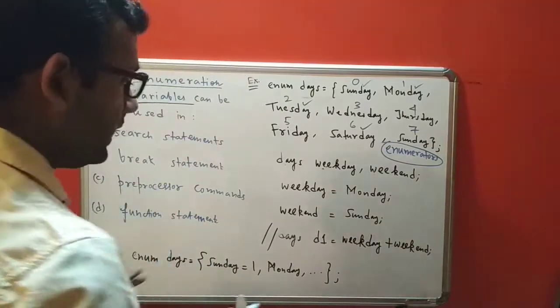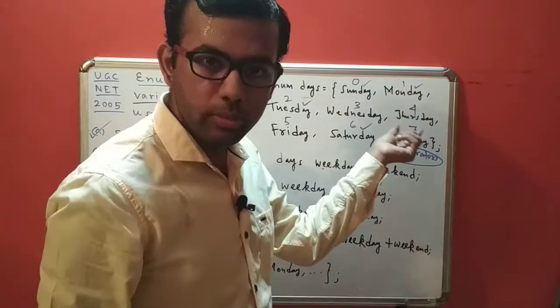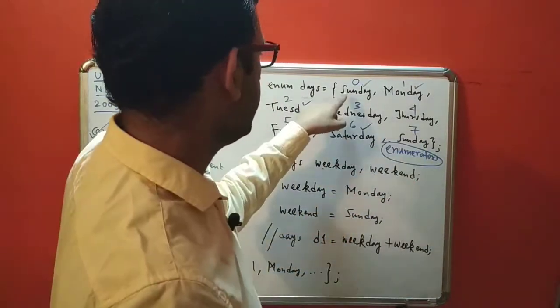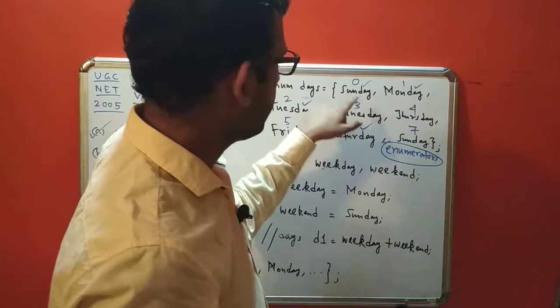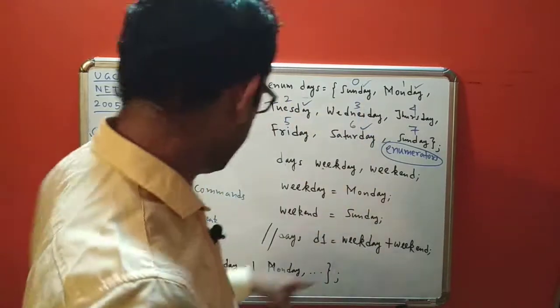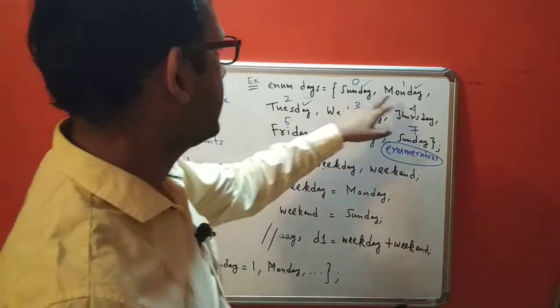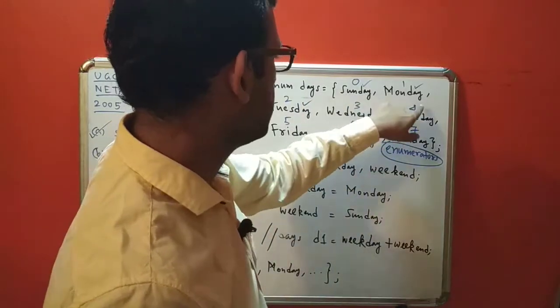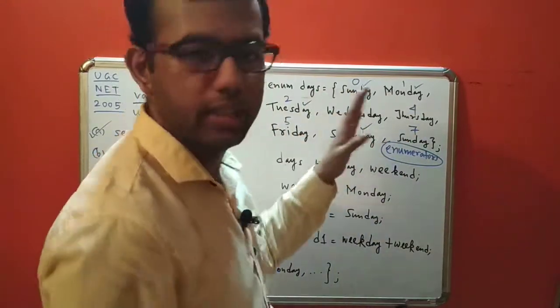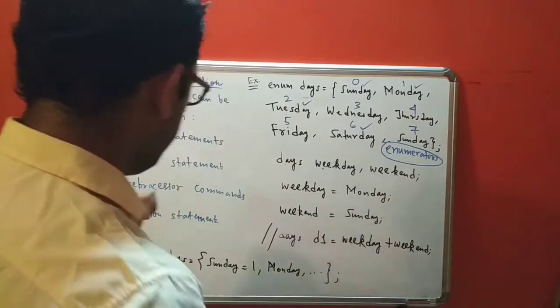And also you can assign each enumerator a unique value. So if I want Sunday to be, let's say 0, I can leave it as it is, or if I want it to be of any other value, then I can assign it explicitly. I can assign Monday explicitly as well. So I can write Sunday equal to 2, Monday equal to 5, Tuesday equal to 7, and so on. Even that is allowed. Okay?